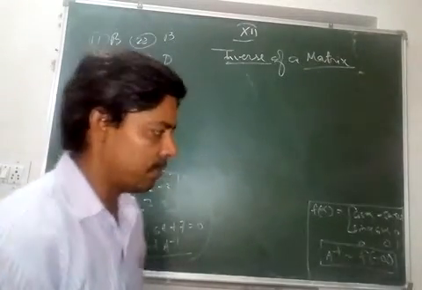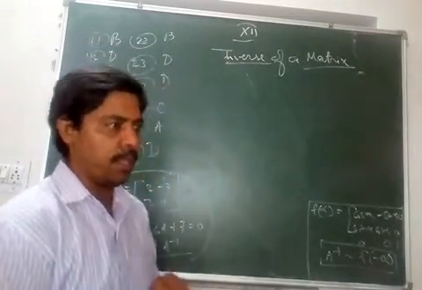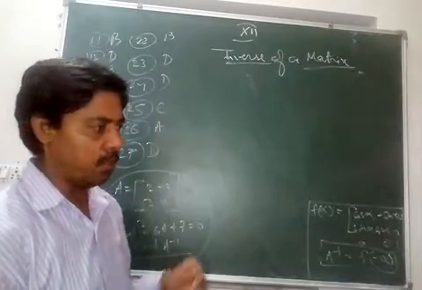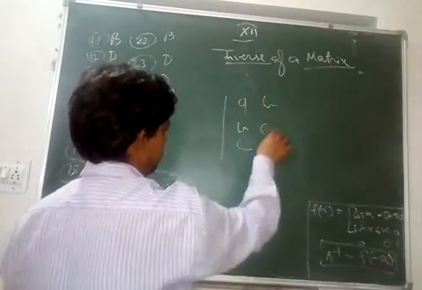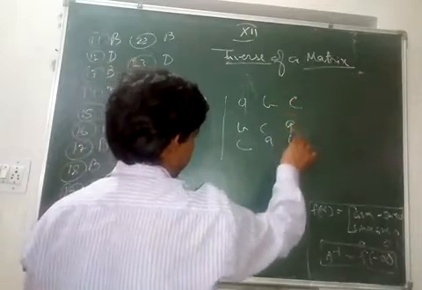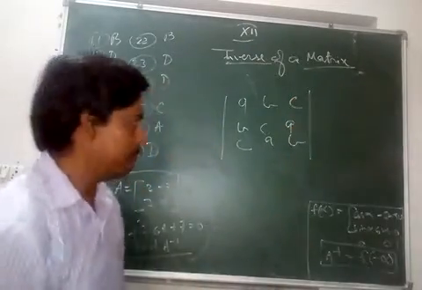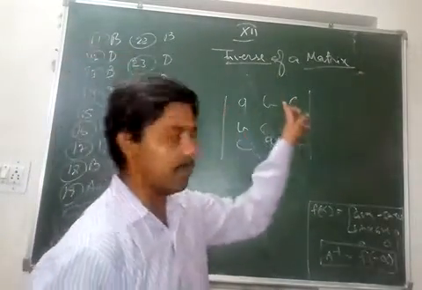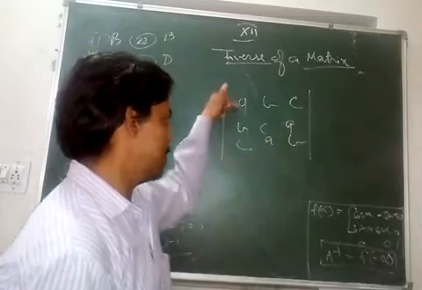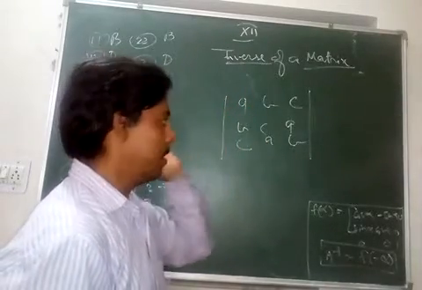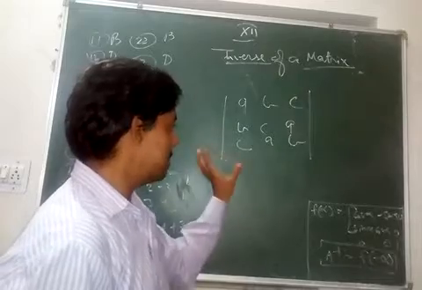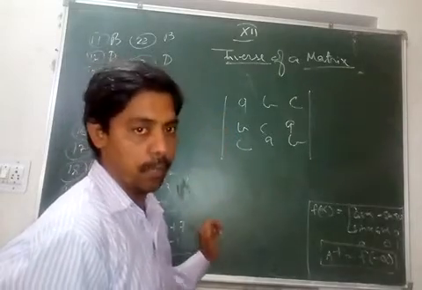And some of these determinants are very important, especially when they give you something like this: A B C, then B C A, then C A B. This kind of determinant is very important. Because then you can add R1, R2 and R3, and you will get A plus B plus C common immediately, okay?